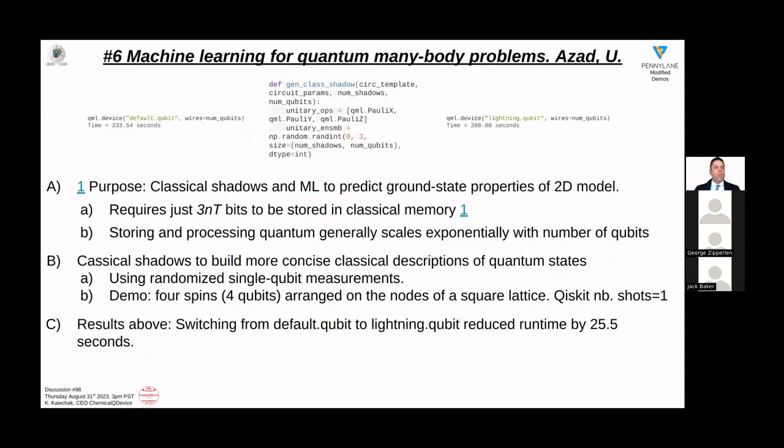Okay, so this next one is very interesting. Some of you may know this term: classical shadows. Now, as you may know, if you go to simulate quantum mechanics, quantum physics, on a CPU or GPU, you get exponential RAM depending on the number of qubits. So as the qubits go up, so does the RAM. This one, and I still have to research this more, they say requires just 3NT bits, and those terms are in the demo, to be stored in classical memory if you use classical shadows.